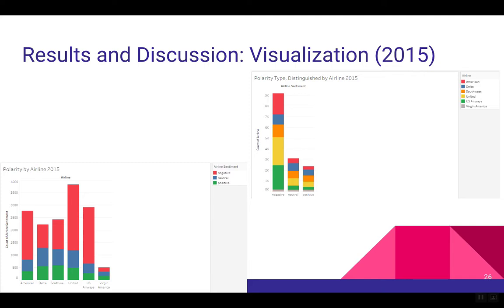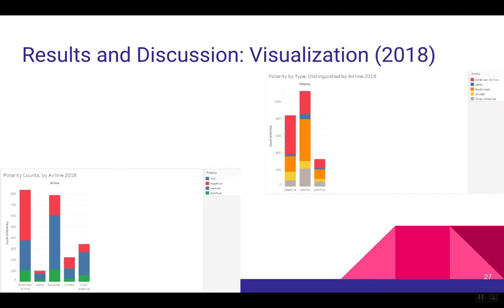And as you see in the chart on the right, negative tweets are basically a 2-to-1 between neutral and positive. So in 2015, the negativity was certainly there. But if you contrast that with what we'll look at for 2018, you'll see that sentiment has changed just a little bit as we look at some of those results.